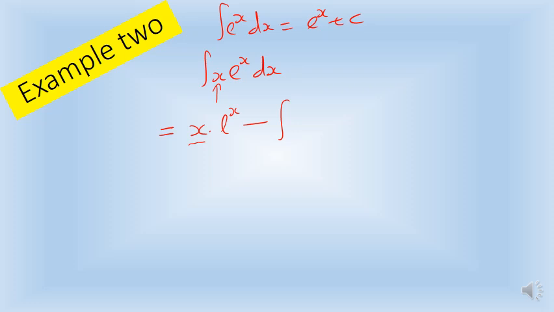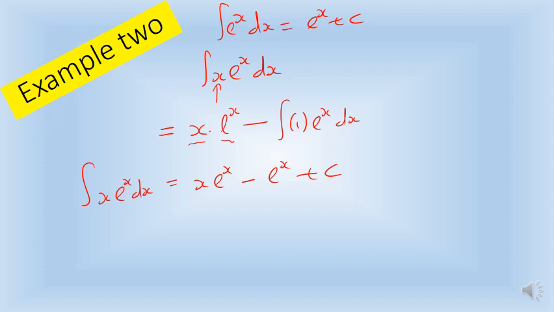So d dx of x is 1, and this other part just gets carried over. It's e to the x dx. So that's x e to the x. What is the integral of e to the x dx? It's e to the x plus a constant. So we've just proved that the integral of x e to the x dx is given by the right-hand side. Again, having time, differentiate the right-hand side, and you should end up with the integrand x e to the x as a check.